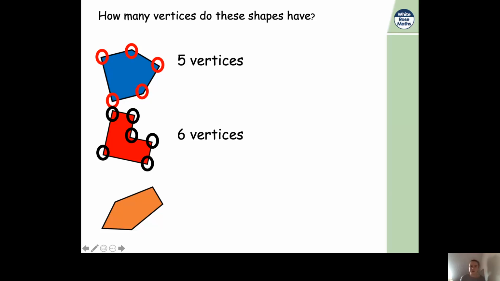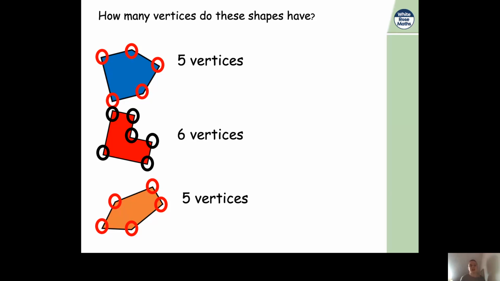Now let's have a look at the next one. This one has 1 vertex here. Can you count with me? 2 vertices, 3 vertices, 4 vertices, and 5 vertices. So this shape has 5 vertices, just like our first shape did. Fantastic.